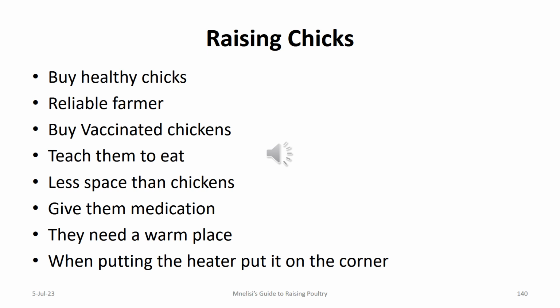Chicks require less space than chickens. You need to give them vaccination. Chicks need a warm place. When putting the heater, put it at the corner so that the colder chicks will come closer to the heater. The hot chicks will run away from the heater.